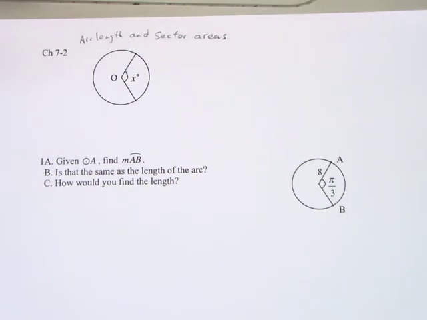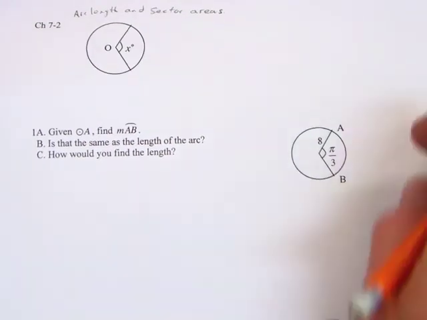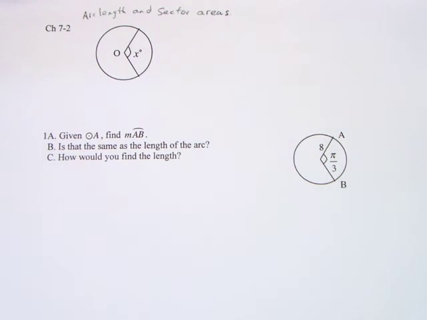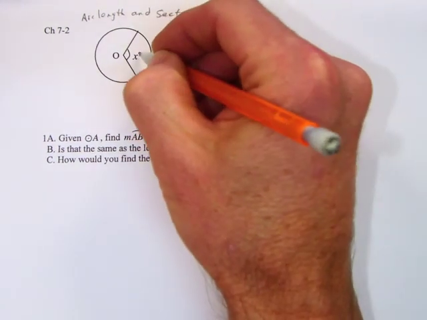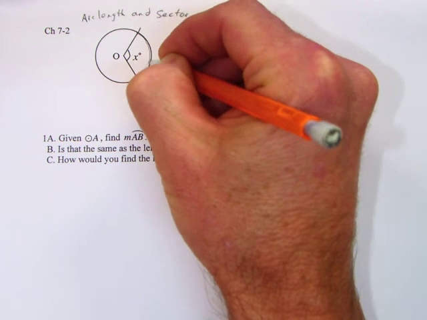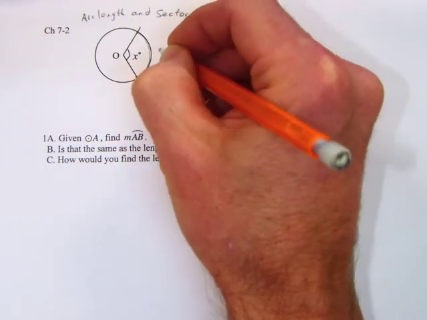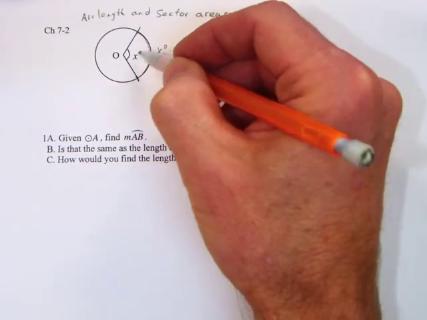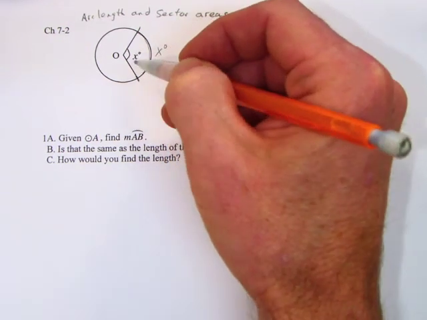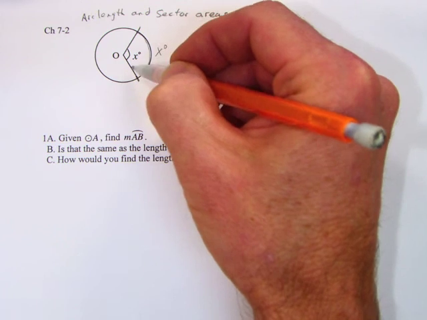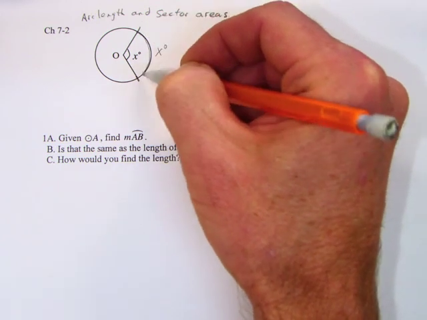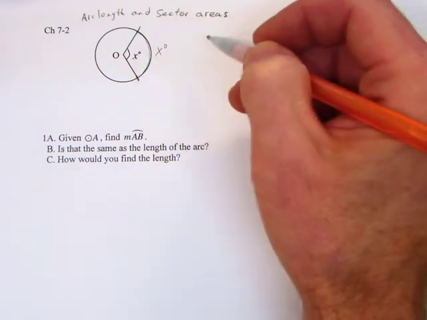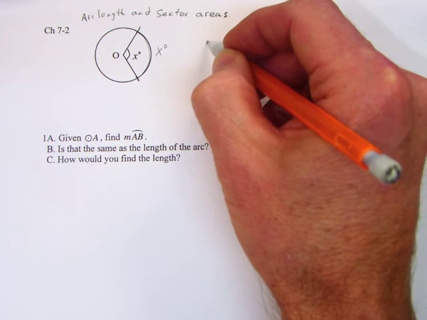All right, arc length and sector area. Before we get going on this, let's take a little review. If this is x degrees, what is the measure of this arc? You got to remember that from geometry. That's also going to be x degrees. Since we've already dealt with radians, if this was x radians, then the measure of this arc would also be x radians. And that goes back to a geometry theorem.